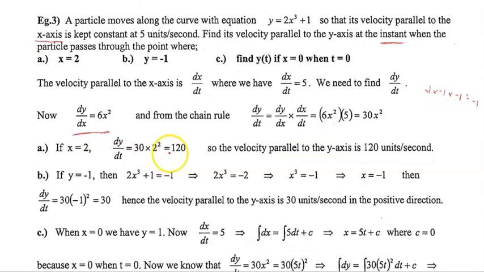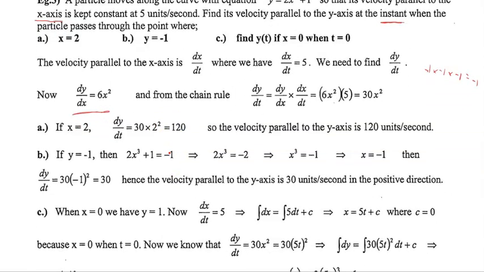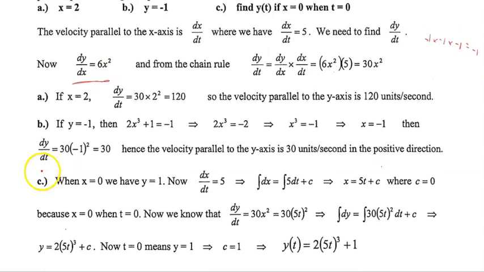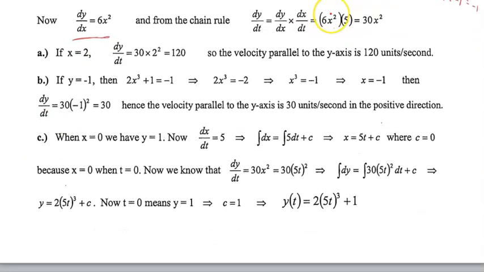Now we need to solve for y of t. We were told when we solved for y equals y of t that if x equals 0 when t equals 0, so x will be 0 when t equals 0. Now we have dx/dt was 5, remember, 5 units per second we were given. The integral of dx is the integral of 5 dt plus c, so x equals 5t plus c.